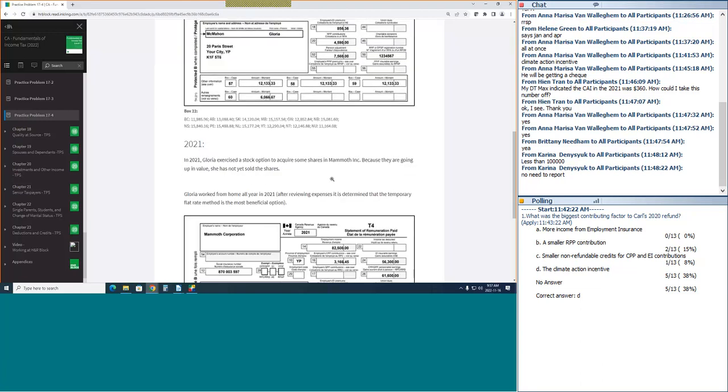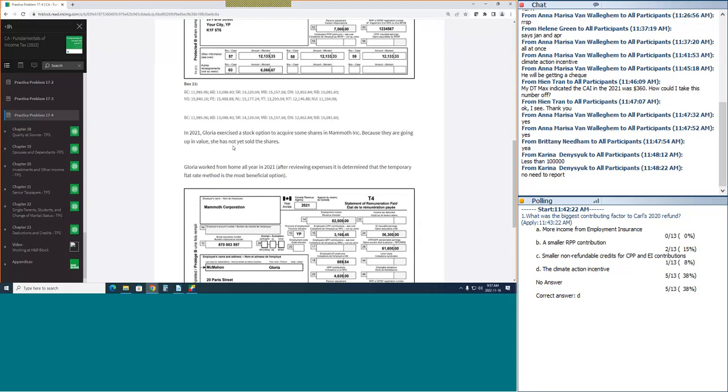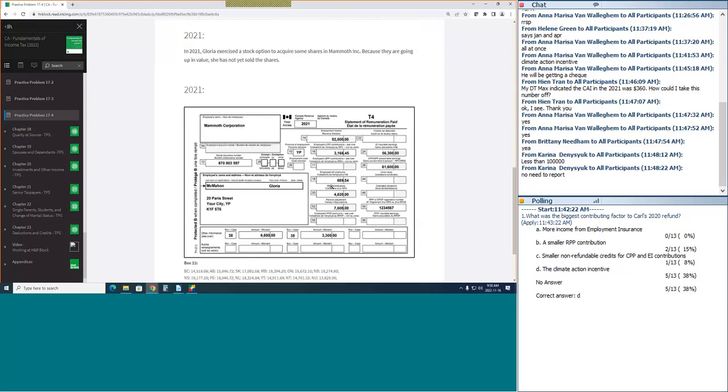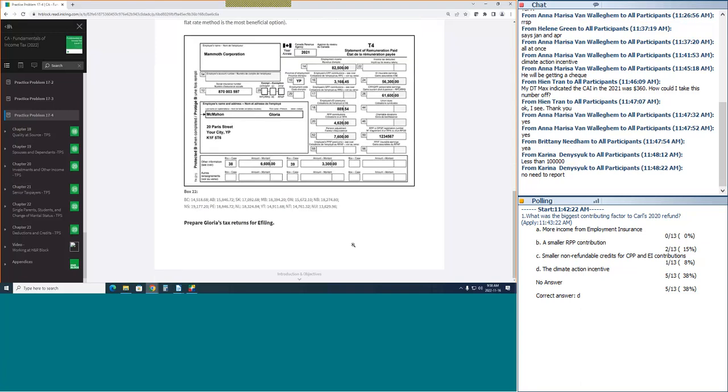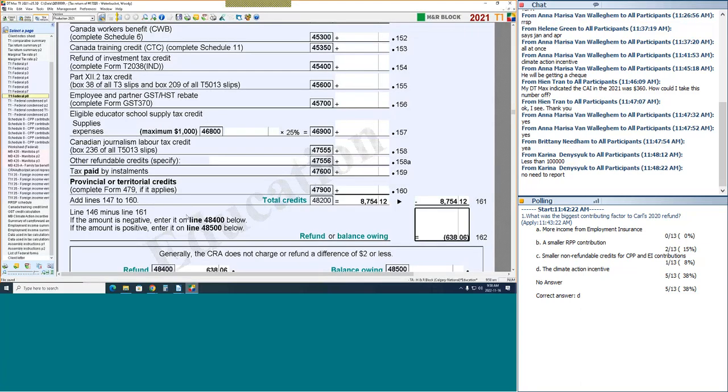Okay, and then 2021, she exercised the stock option. So she had some income added to her box 14. She had $6,600 added to her box 14. That was the benefit of the stock option. That's the discount that she got on her shares. But because that should only be taxed at 50%, she's going to get a stock option deduction as well in box 39. And then we have her T4 for the rest of the year. And that's it for her.